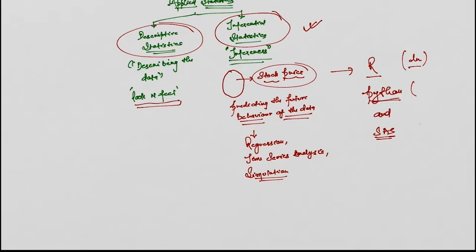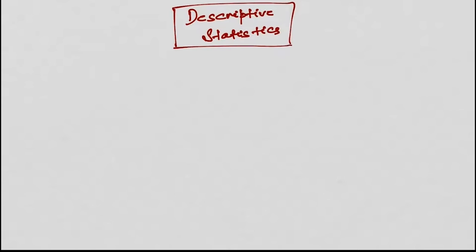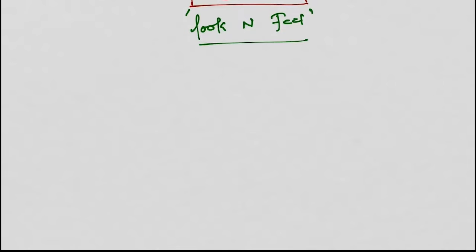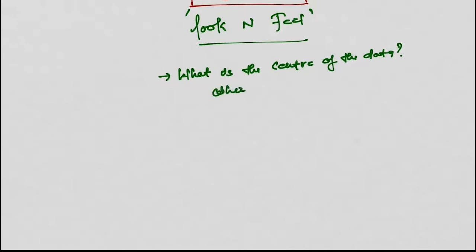Theek hai. So this was the discussion about the descriptive and the inferential statistics. We are right now in the descriptive statistics. Okay, what is descriptive statistics? As already stated, descriptive statistics is about looking at the field of the data. So it asks questions like, what is the center of the data? It asks questions like, where the data lies on an average.